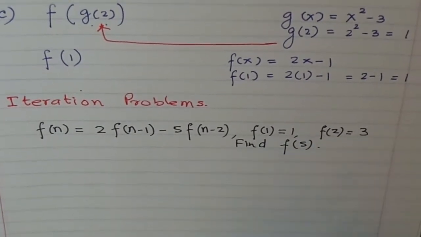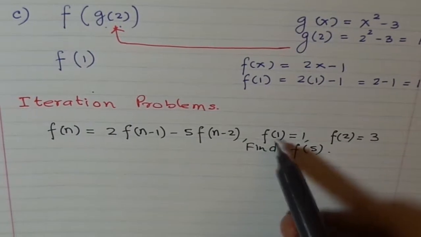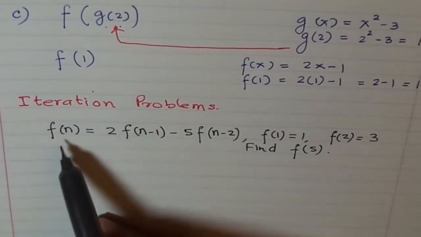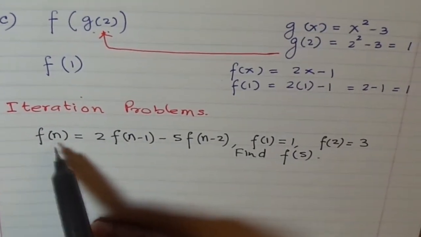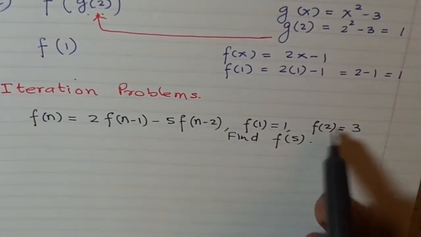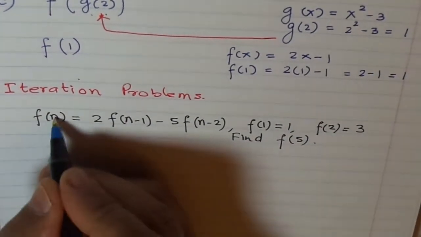How are we going to do it? Let's first understand. We are given f of 1 value, f of 2 value, and the function says that to get a function value, the previous two values are required. So with these two values, we can get the value f of 3. So let's see what is f of 3 first.